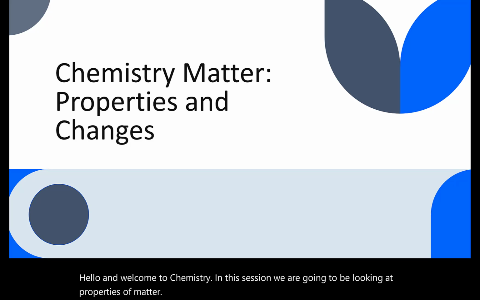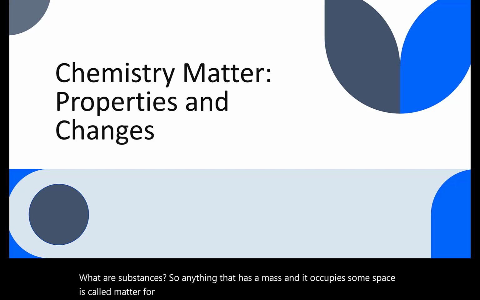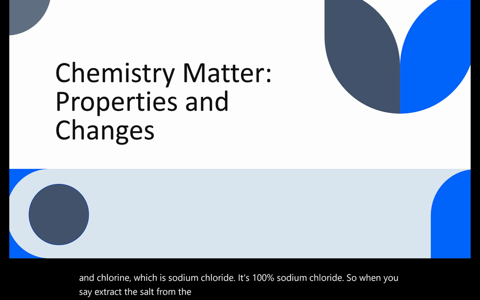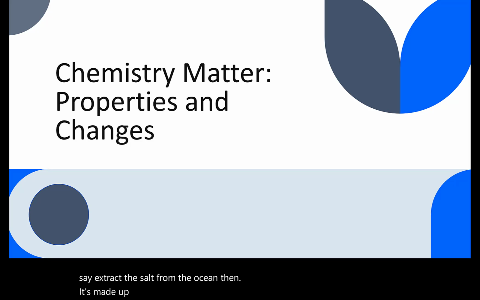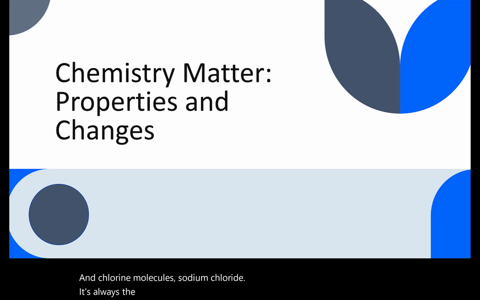What are substances? Anything that has mass and occupies some space is called matter. For example, common salt is comprised of sodium and chlorine, which is sodium chloride. It's 100% sodium chloride. So when you extract salt from the ocean, every molecule is made of sodium and chlorine, sodium chloride. It always has the same chemical properties.